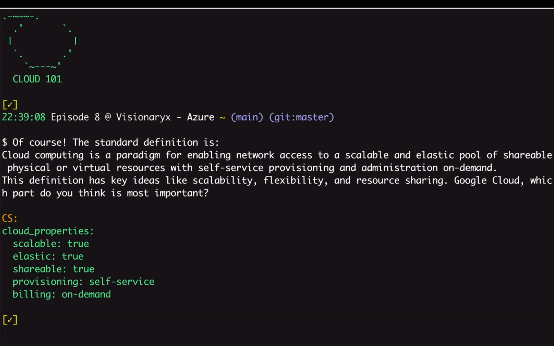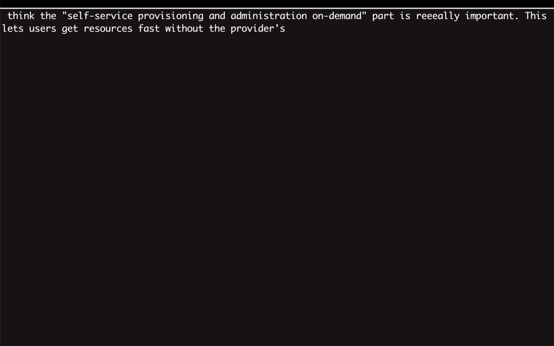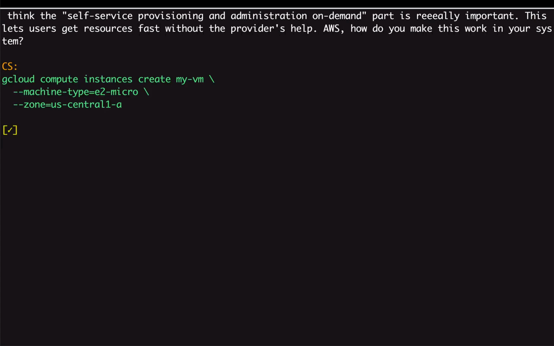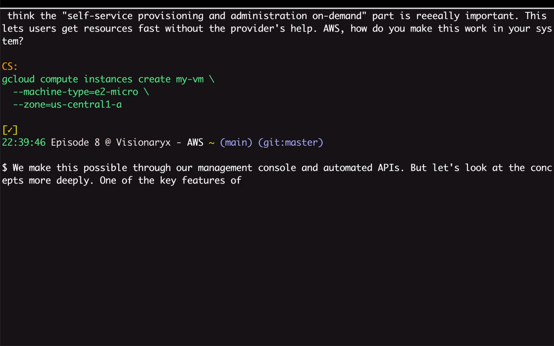Google Cloud. Which part do you think is most important? I think the self-service provisioning and administration on demand part is really important. This lets users get resources fast without the provider's help. AWS, how do you make this work in your system? We make this possible through our management console and automated APIs. But let's look at the concepts more deeply.